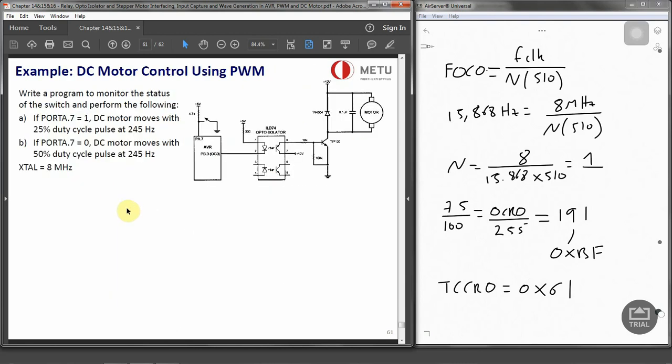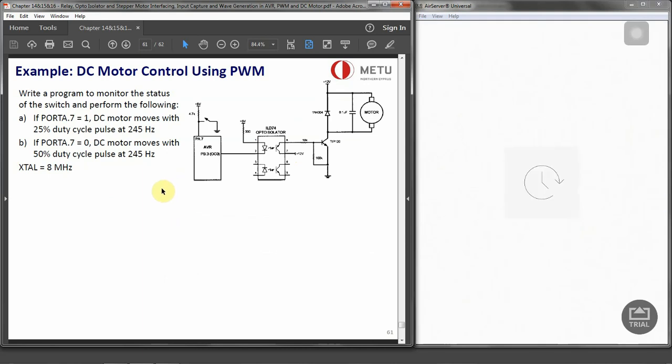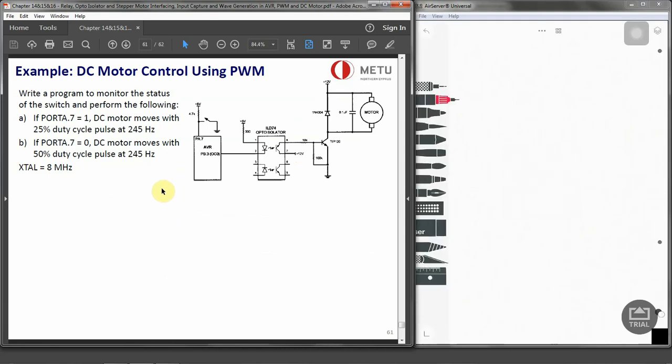And the final example, it says write a program to monitor the status of the switch and perform the following. If port A7 is 1, the DC motor moves with 25% duty cycle at 245 Hz. If port A7 bit is 0, the DC motor moves with 50% duty cycle pulse at 245 Hz. So the AVR is connected to an opto isolator and a Darlington transistor, driving the motor.